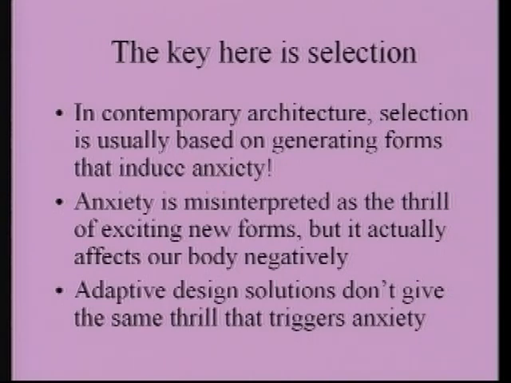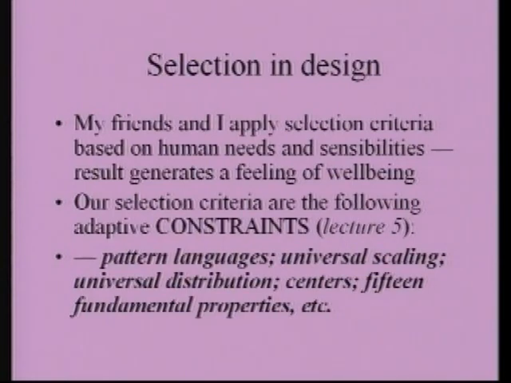It's the same as a romantic movie. It doesn't give the same sort of thrill as a horror film. Yet people enjoy both. My friends and I, when we build buildings, we apply selection criteria based on human needs and sensibilities. And that generates a feeling of well-being, a warm, comfortable feeling. And how do we achieve that? We use selection criteria that are the following adaptive constraints, and these constraints were given in Lecture 5. We have pattern languages, we apply universal scaling, we apply universal distribution, we apply centers, we apply the 15 fundamental properties, etc. in our designs, and those designs give us this feeling of well-being.